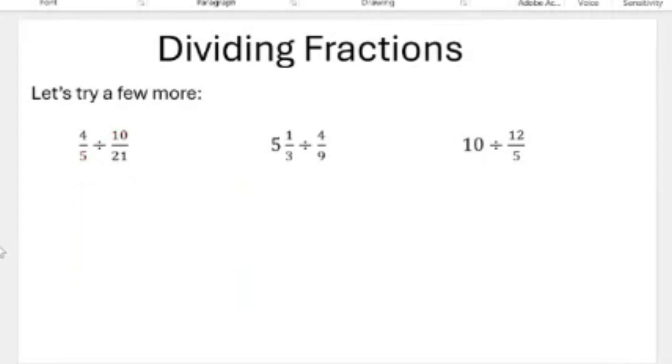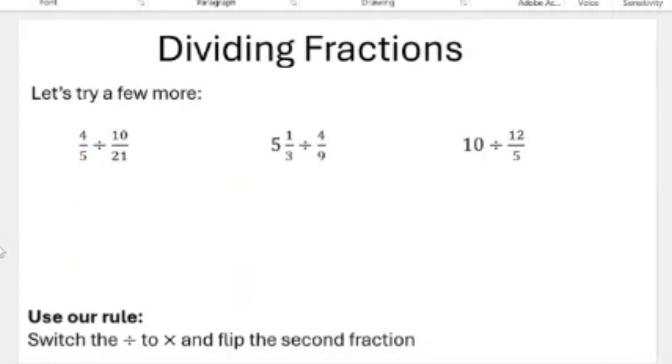Instead, we are going to follow our 2 steps. Switch the divide to a times. In red, there's step 1. I switch the division sign to a multiplication sign. Step 2, flip the second fraction. So 10 over 21 becomes 21 over 10.